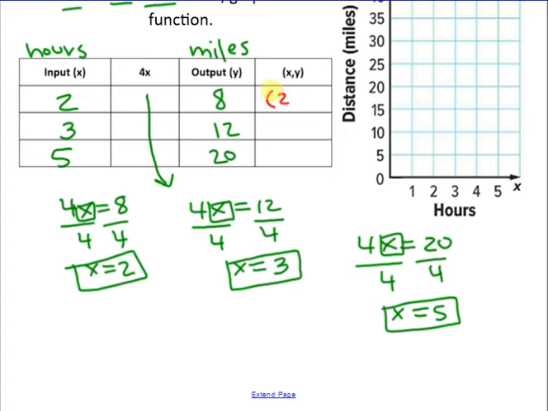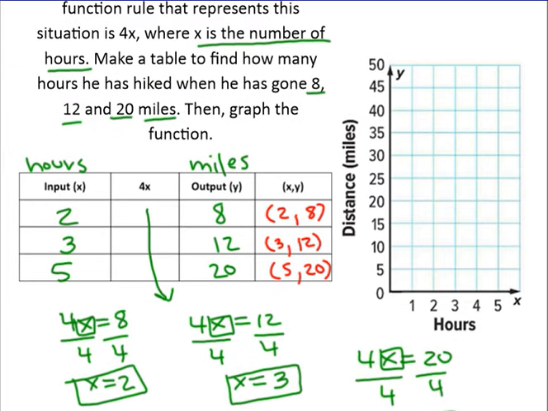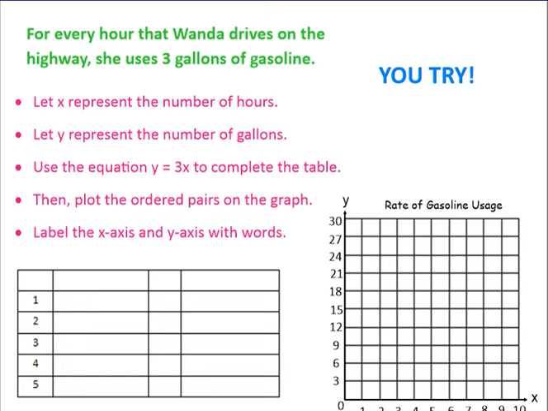All right, so your x is 2, your y is 8, your x is 3, your y is 12, your x is 5, your y is 20. So let's go ahead and graph. Over 2, up 8, over 3, up 12, over 5, up 20. All right, and we'll go ahead and draw our line. And there we go. All right, you go ahead and try this one.